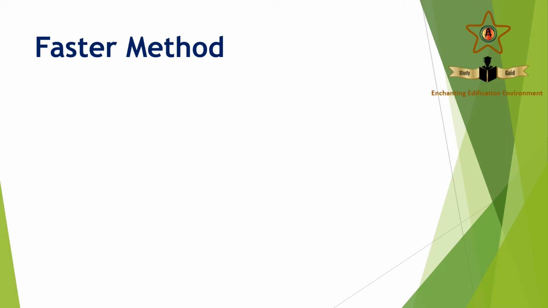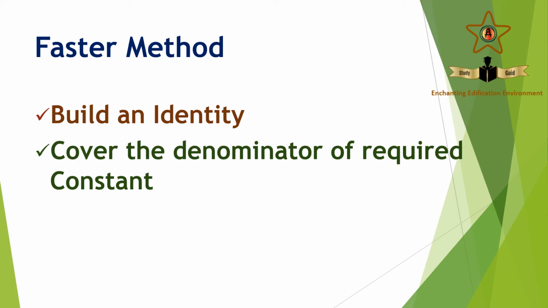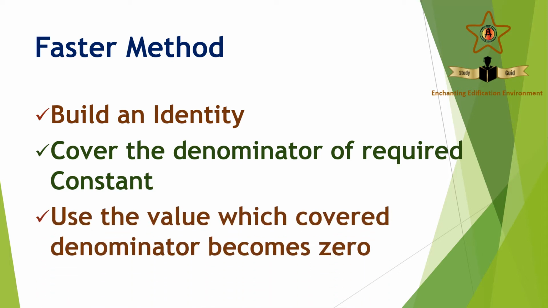Now the faster method. Still we need the identity. Then we can cover the denominator of the required constant. After that we apply the value at which this covered denominator becomes 0.